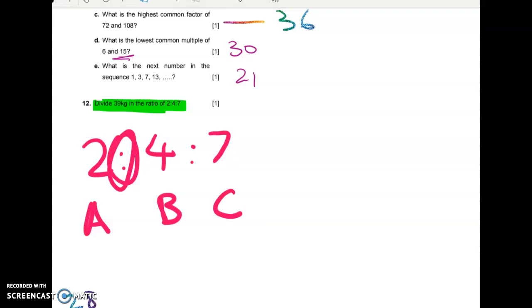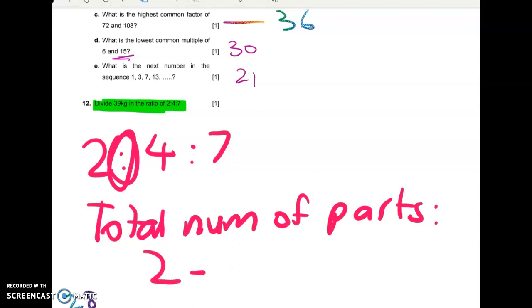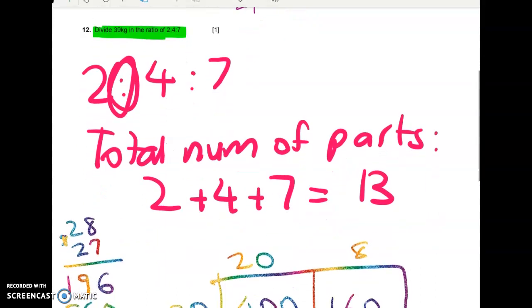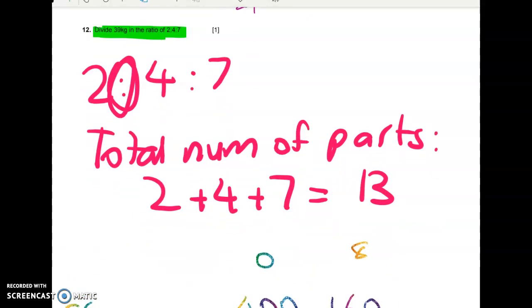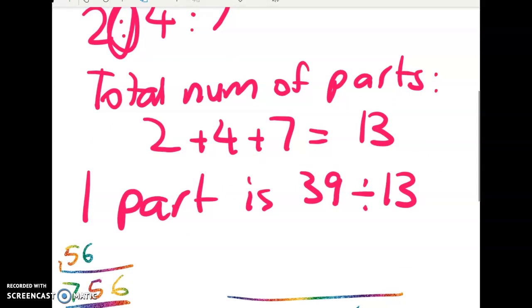Well, the first thing I do when I see a ratio problem is that I work out the total number of parts. So total number of parts, 2 plus 4 plus 7 equals 13. So each part is equal, so that means that I've got one part. It's 39 divided by 13, which is 3 kilograms.